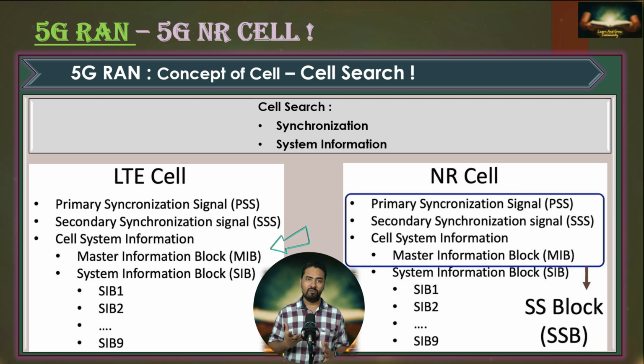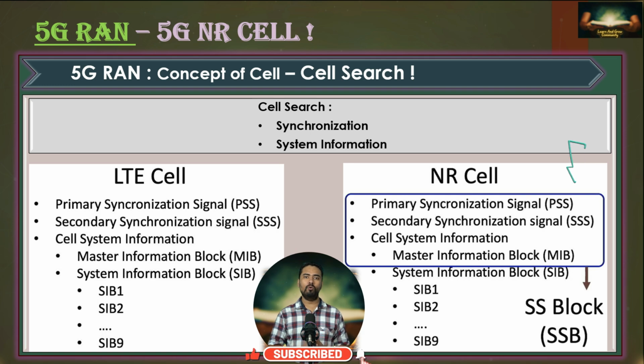First is Master Information Block or MIB. MIB is delivered by the broadcast channel. And second is System Information Block or SIB. System information blocks are delivered through the downlink shared channel. Note that there is only one MIB type message, but there are several SIB type messages like SIB1, SIB2, SIB3 and up to SIB9.